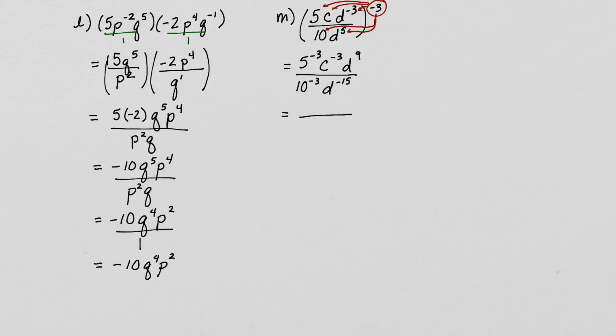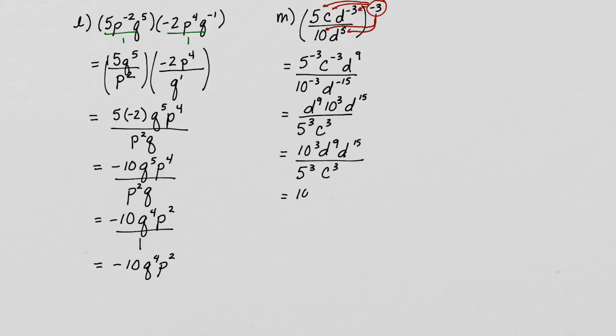So the 5 to the negative 3 is going to come down on the bottom, but not as a negative, as 5 cubed. The c to the negative 3 is going to come down on the bottom as a c cubed. D to the 9th is going to stay on the top. 10 to the negative 3 would move here to the top as a 10 cubed. And d to the negative 15 would also move to the top as a d to the 15th. So if I kind of rewrite stuff a little bit, I have 10 cubed d to the 9th, d to the 15th, divided by 5 cubed, c cubed.